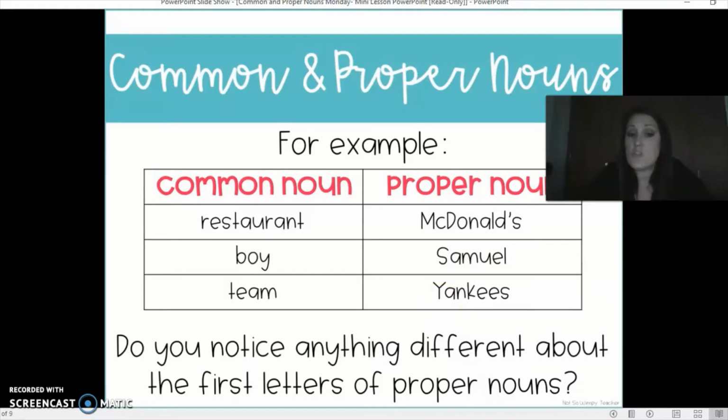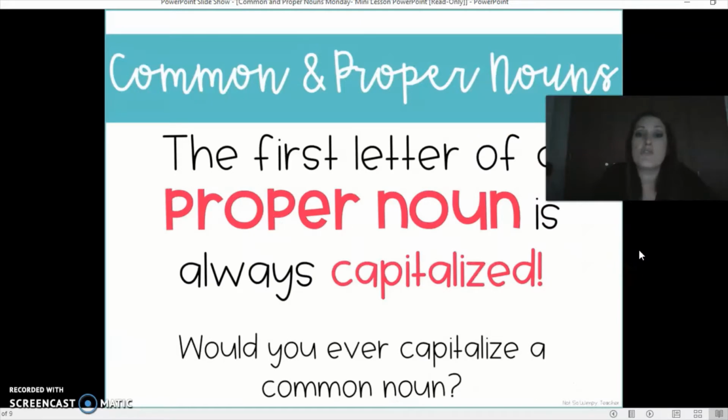So what did you notice about the first letter of all of the proper nouns? They're all uppercase, capital letters, just like your name. You guys learn in kindergarten, when you write your name, it's supposed to be an uppercase letter. Anybody's name, uppercase letter, but it's not just names of people. It's those specific proper nouns of places, people, and things too. So the first letter of a proper noun is always capitalized.